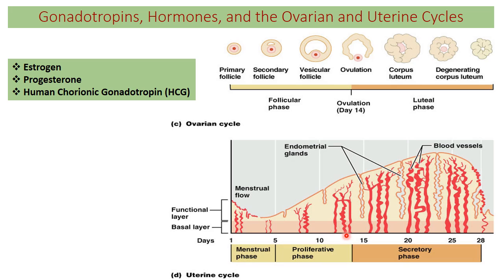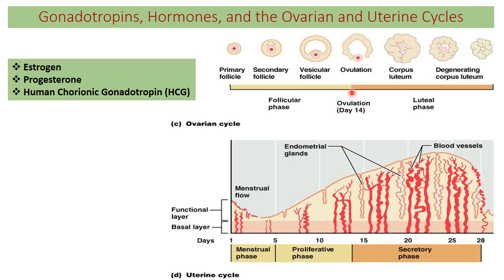This tissue will die, and again will slough off the uterine wall, and this will establish the first day again of the menstrual phase of the uterine cycle. So the first day of bleeding is day 1 of the menstrual cycle.